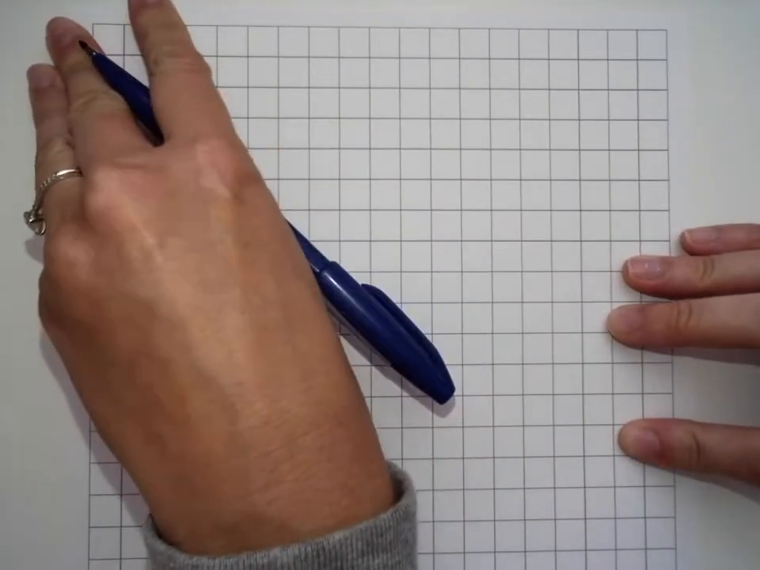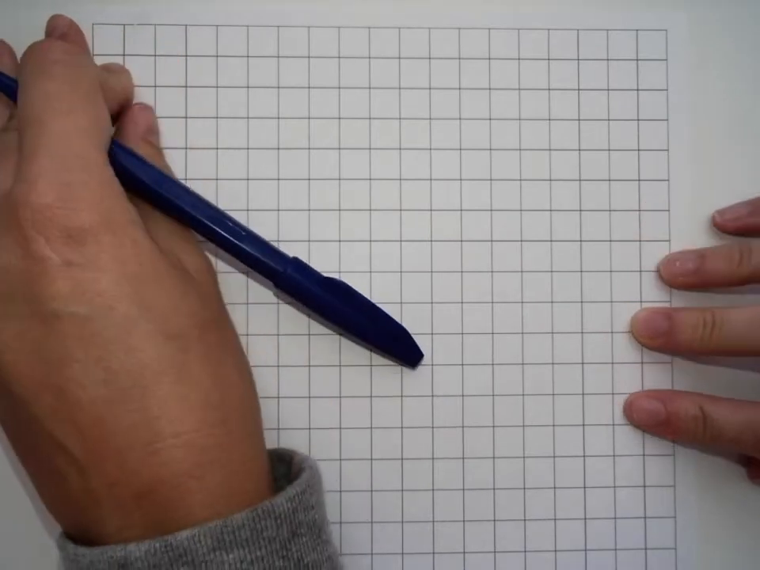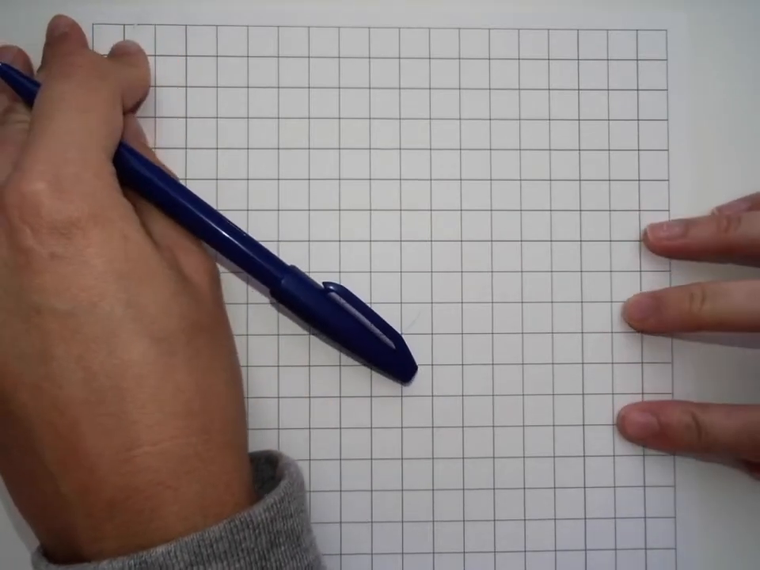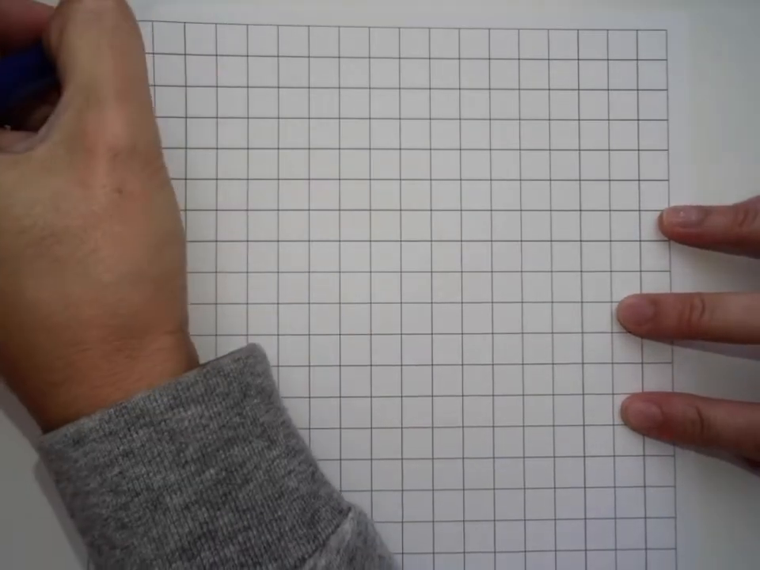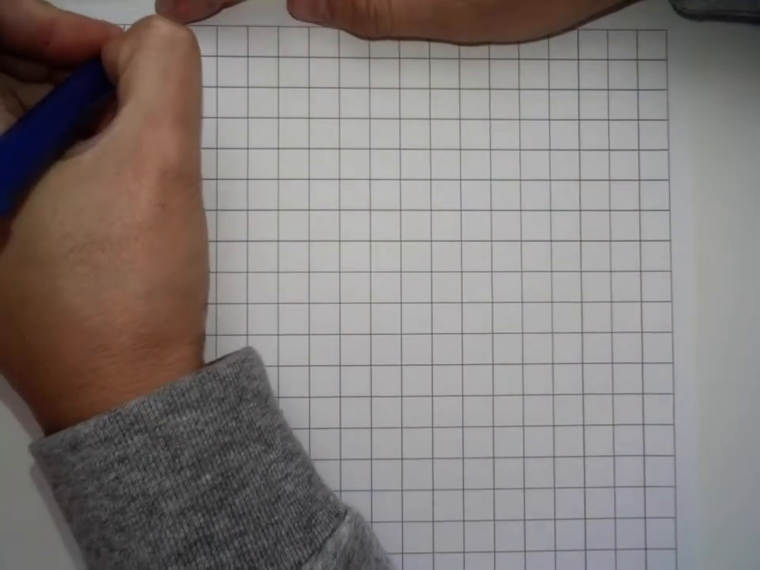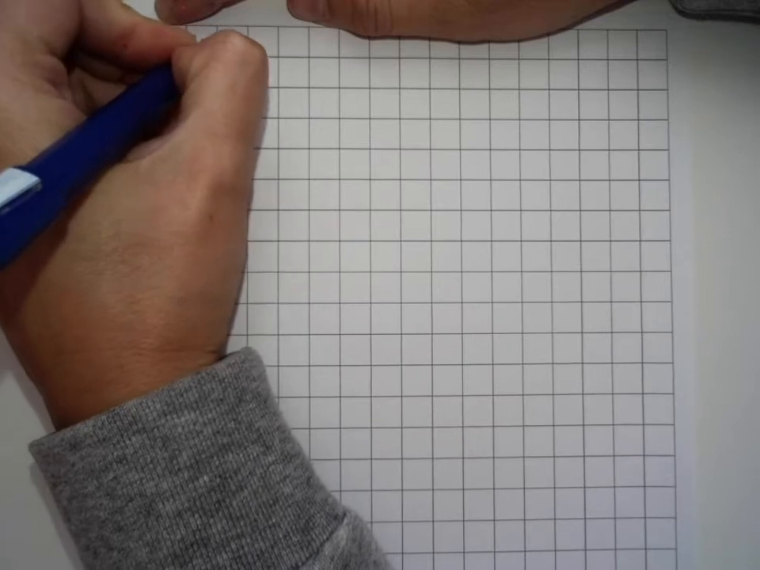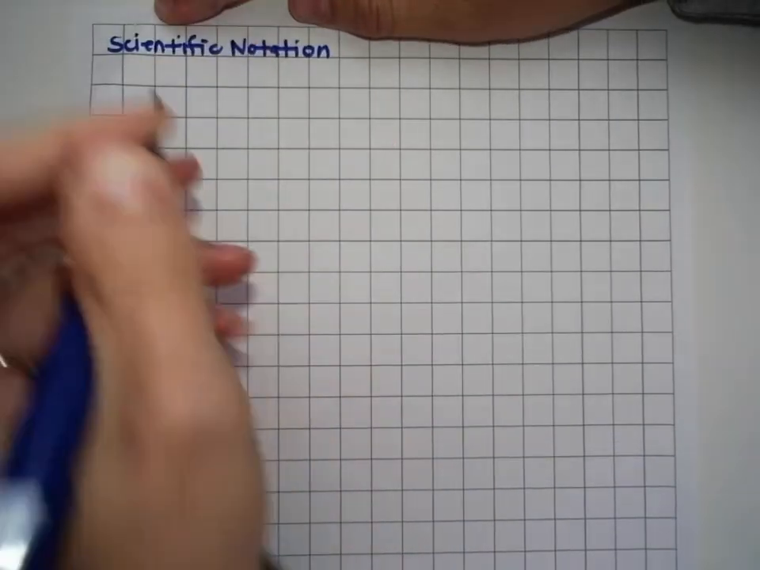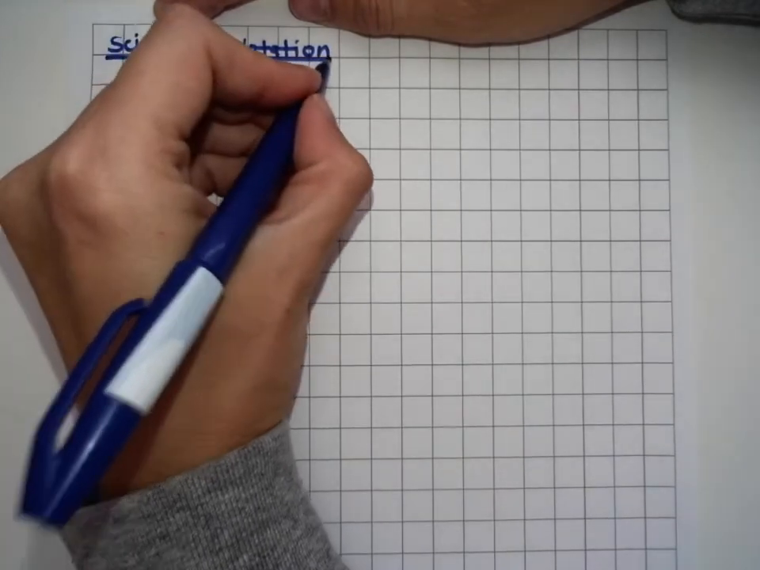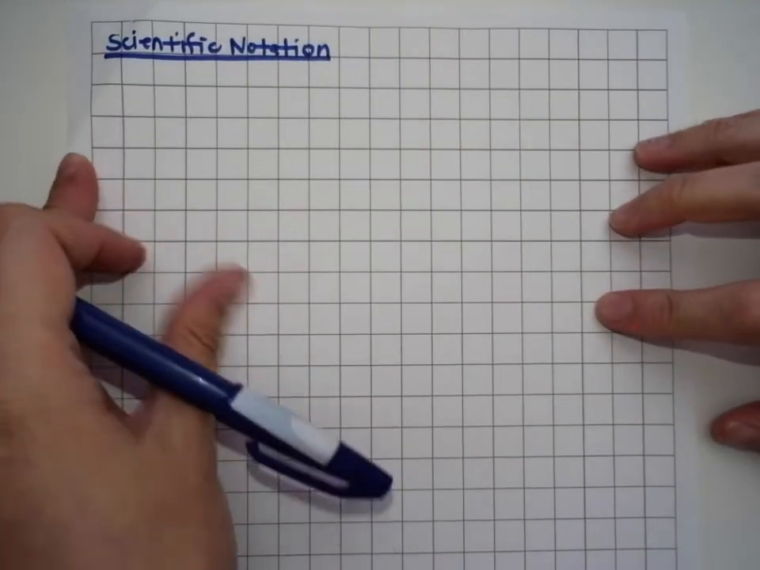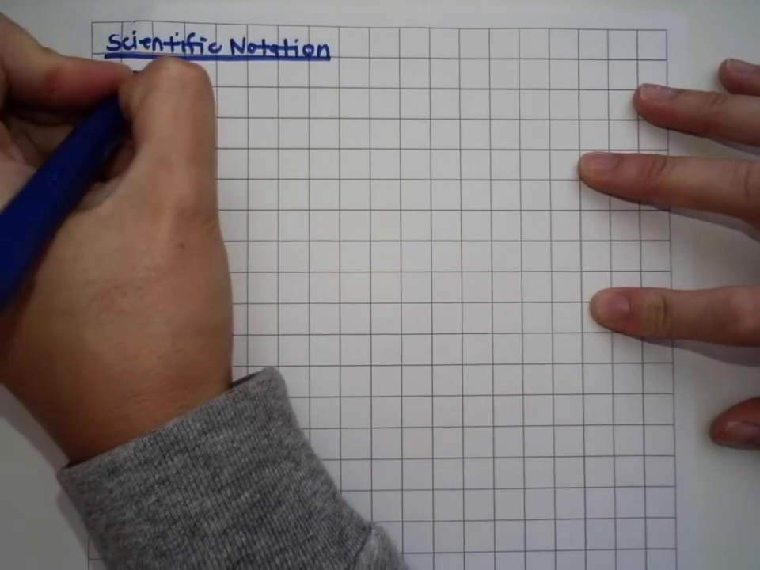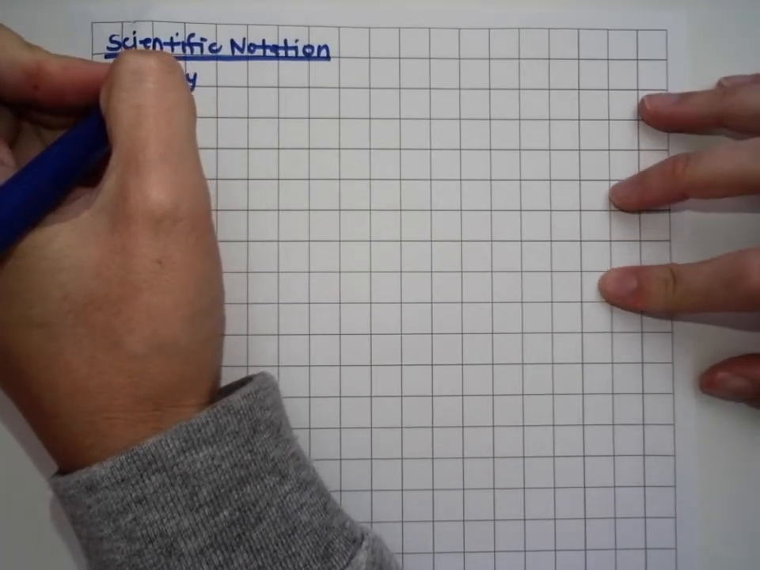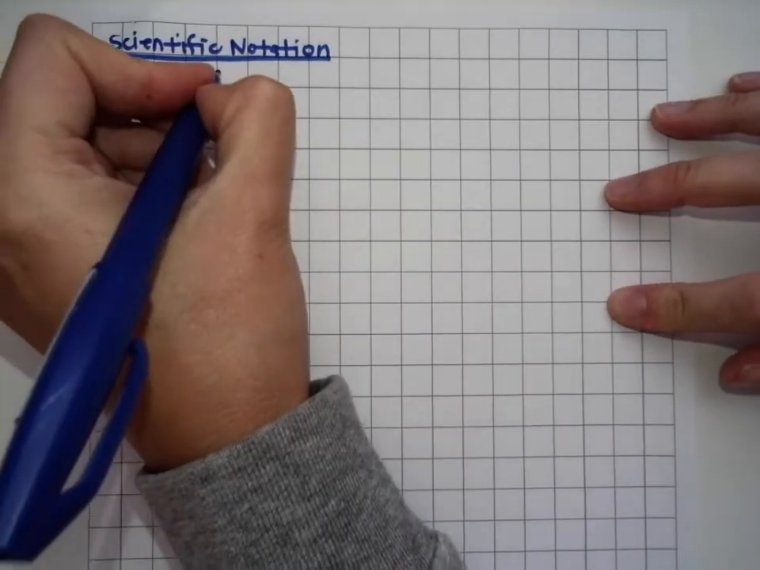Okay, go ahead and open up your pre-algebra notes packet, and today we are going to be talking about scientific notation. Okay, so scientific notation is a way to write really large and really small numbers so that they're easier to compare.